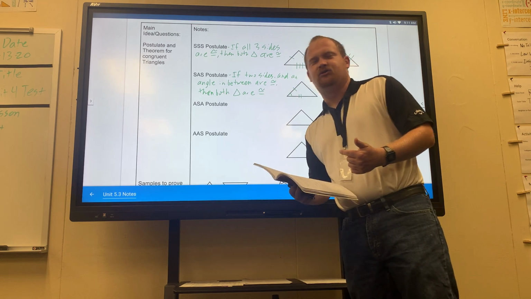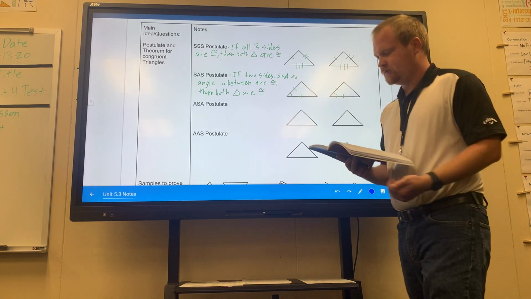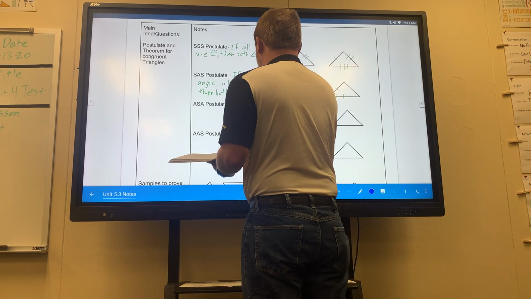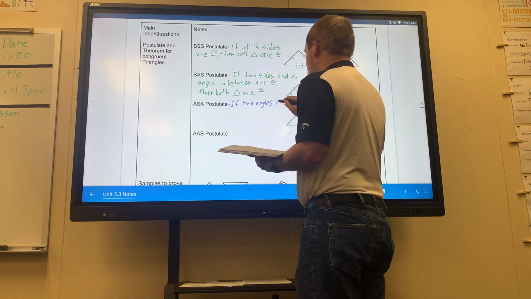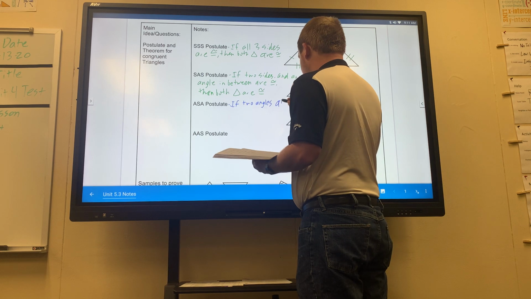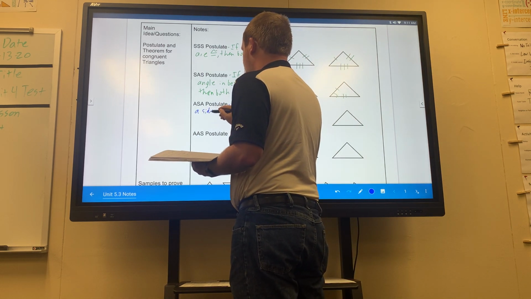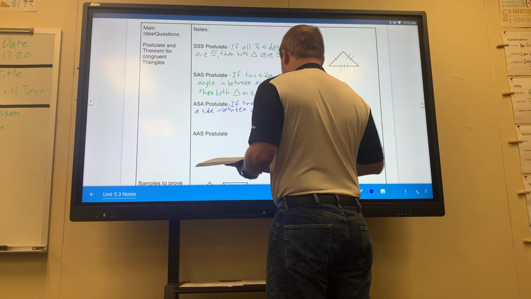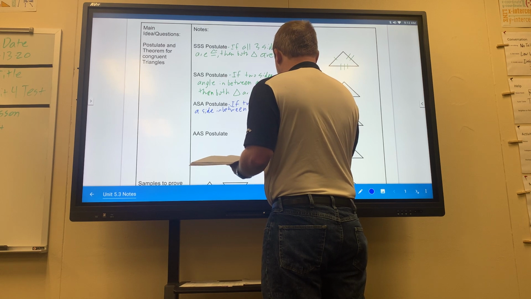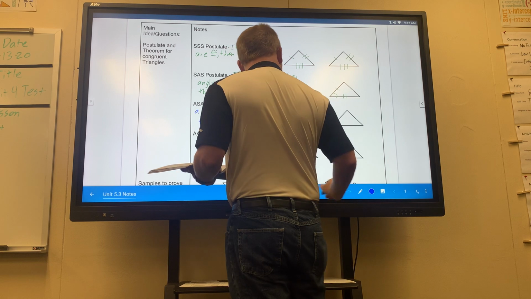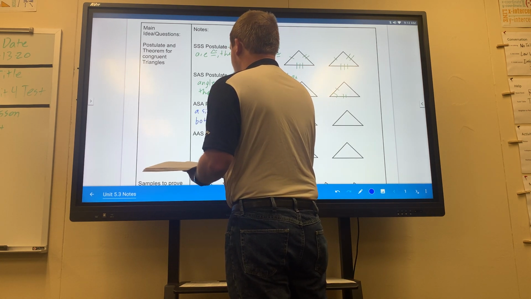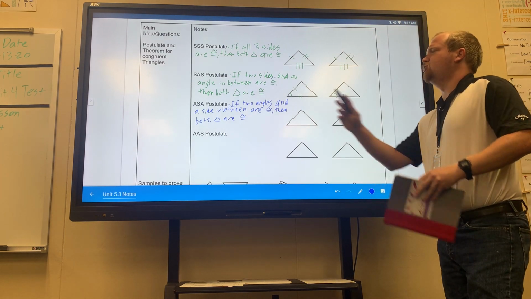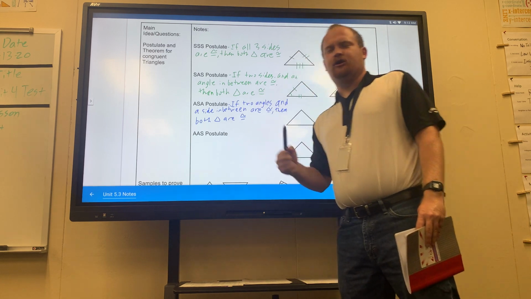Next, we have angle side angle postulate, which is abbreviated as ASA, which means if 2 angles and a side in between are congruent, then both triangles are congruent.